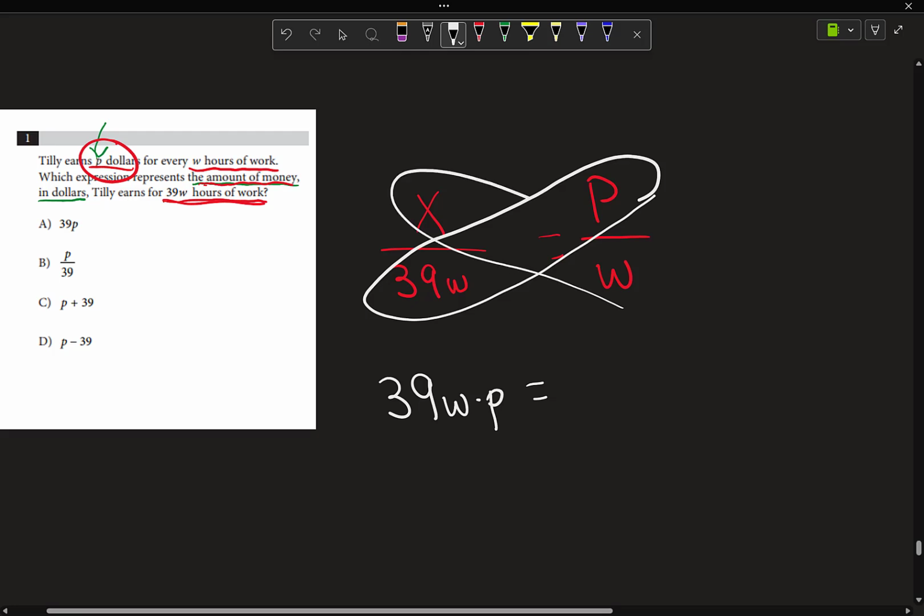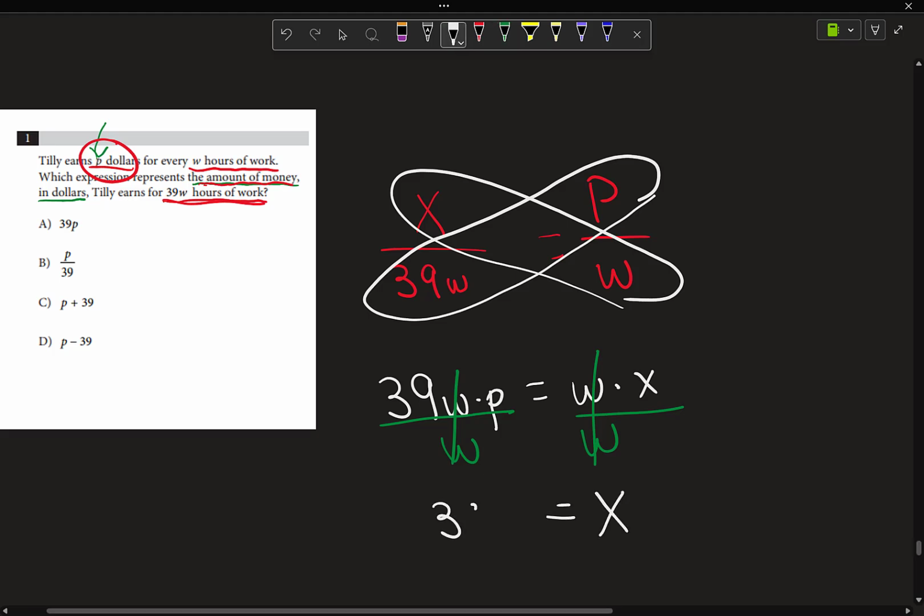The other cross product is just W times X. I notice both sides have a W. That will cancel out if I divide them out. And then we get our answer of X equals 39P.